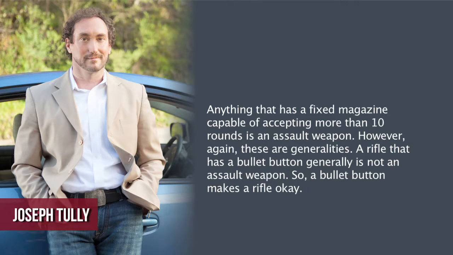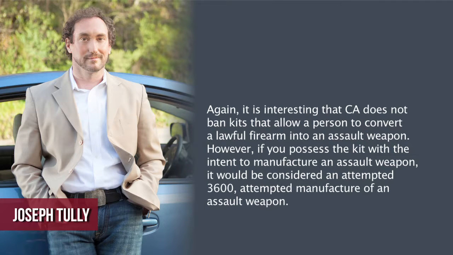A rifle that has a bullet button generally is not an assault weapon. So a bullet button makes a rifle okay. Again, it is interesting that California does not ban kits that allow a person to convert a lawful firearm into an assault weapon. However, if you possess the kit with the intent to manufacture an assault weapon, it would be considered an attempted 30600, attempted manufacture of an assault weapon.